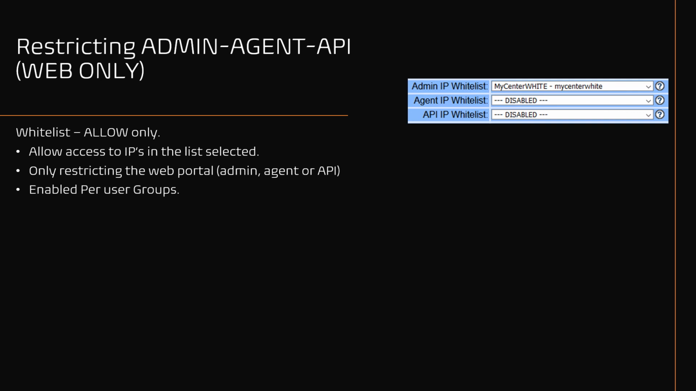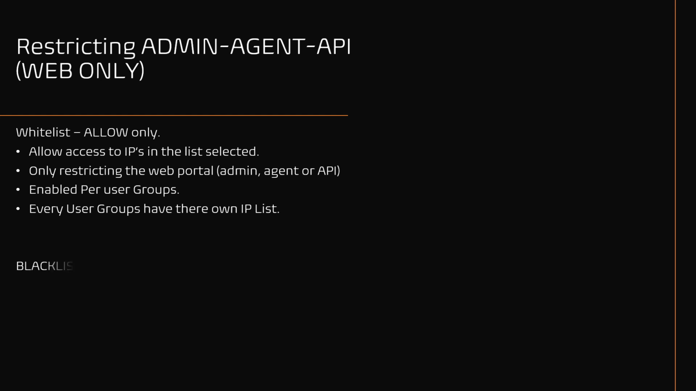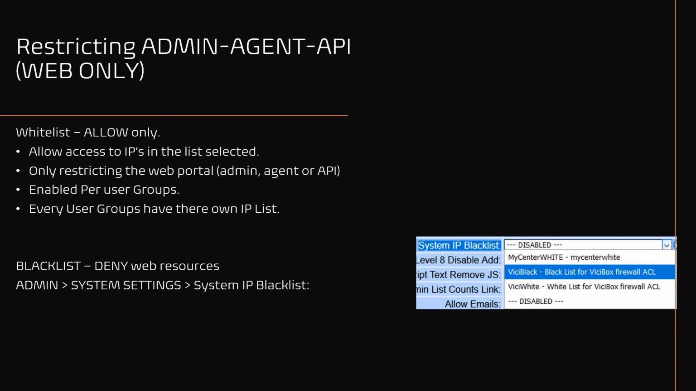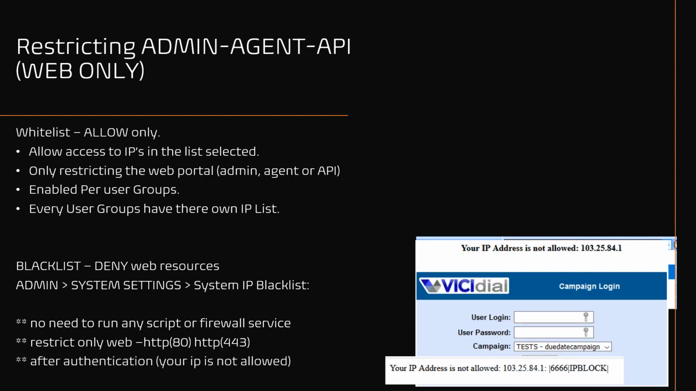Whitelist is enabled per user group. Every user group can have their own whitelist selected. Next, Blacklist denies access to entire system web resources. Blacklist will be enabled by selecting the IP list under Admin, System Settings, System IP Blacklist. Note, for this security feature, you need not run a script or firewall services. This will restrict only web services, that is port 80 and 443. After authentication it will show that you are blocked.